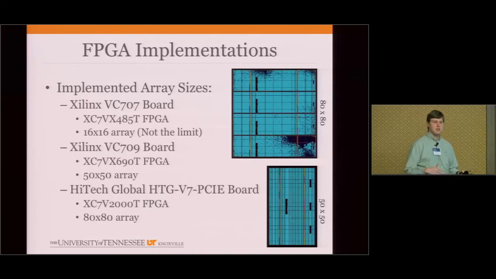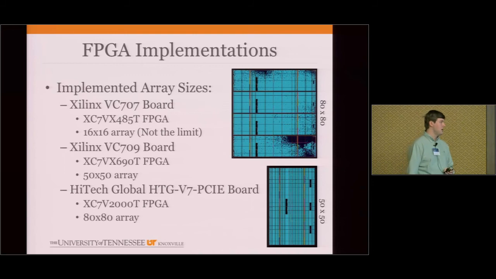So we've implemented different arrays on several FPGAs. Using a Xilinx Virtex-7 45T FPGA, we've implemented a 16 by 16 array, though this array did not approach the maximum utilization of the FPGA. Using a 690T FPGA with 690,000 logic cells, we implemented a 50 by 50 array, which did approach the maximum utilization of the FPGA, using over 90% of the available lookup tables, and that utilization is shown in the bottom figure.